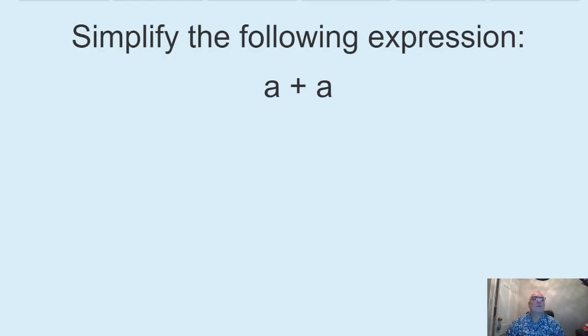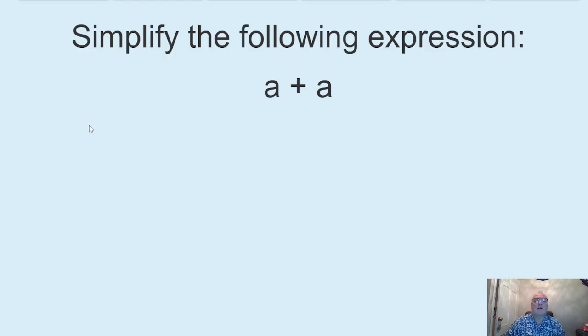Hi again, and welcome to this video on how to collect like terms or simplify expressions, especially if you're struggling to understand the concept of what it is. I'm going to show you it pictorially. Hopefully that might make it a little bit easier.